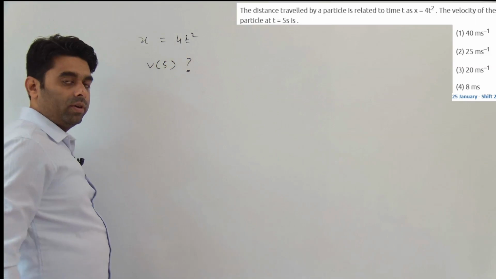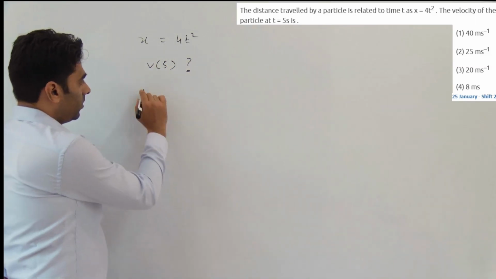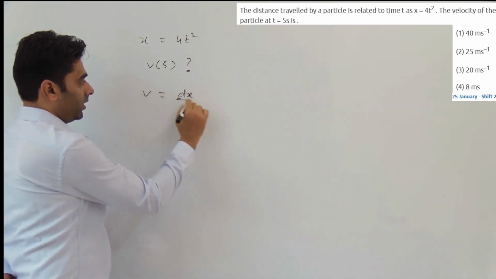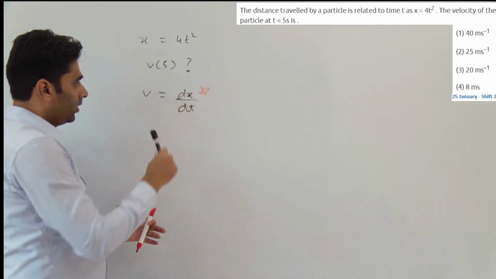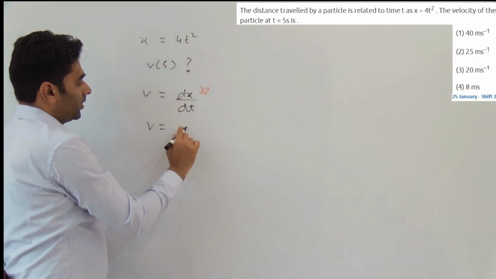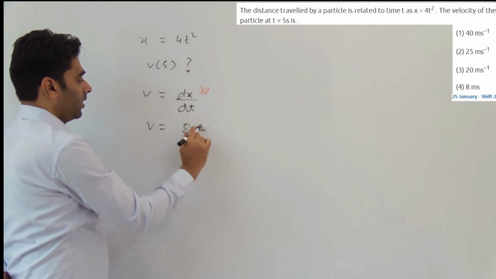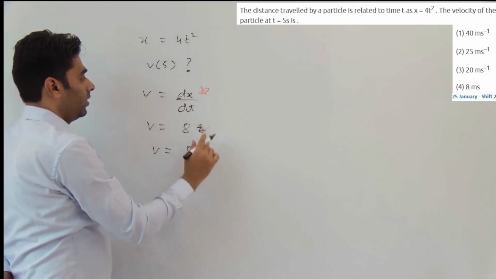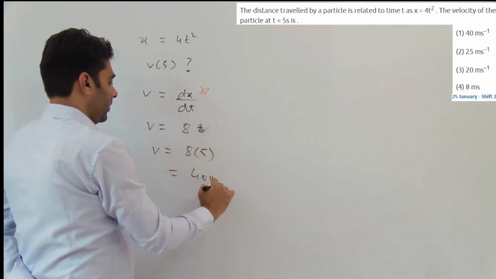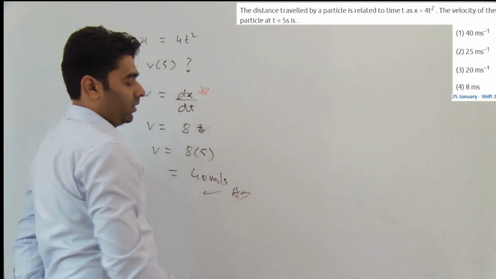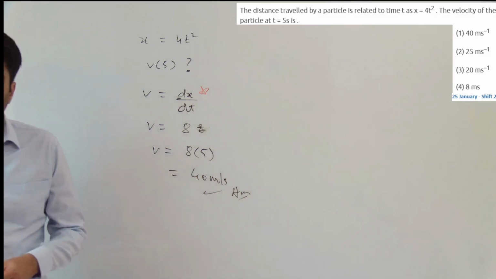First of all, let us calculate velocity as a function of time t. What is velocity, beta? Velocity can be written as dx by dt. So let us differentiate our x. What we'll get? 8t. Let's substitute this. 8 into time, which is 5 seconds. So 8 into 5, we'll get 40 meter per second. Option number 1. Fine.